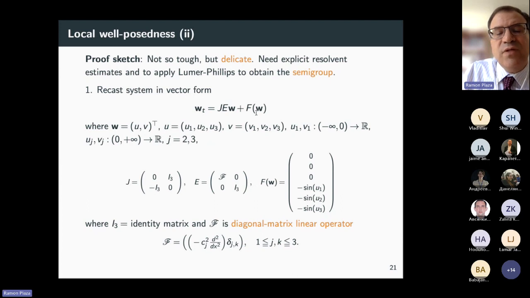The nonlinear terms are comprised in this function f. So you put it in diagonal form, where the diagonal matrix is a linear operator. Linear. Okay.